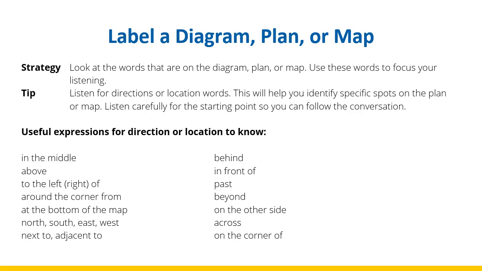Also, you have to make sure that you listen carefully for the starting point so you can follow the conversation smoothly. There are important expressions for direction or location you need to know. For example, words such as in the middle, above, to the left, around the corner from, at the bottom of the map, north, south, east, west, next to, adjacent to, and so on. There are many different words, and it's also very important to know prepositions of place such as behind, in front of, past, beyond, on the other side, across, or on the corner of.